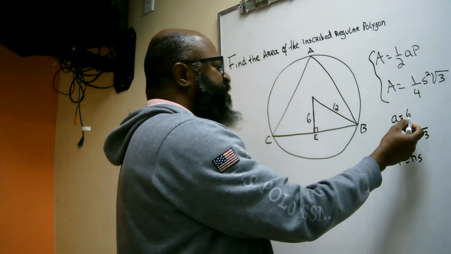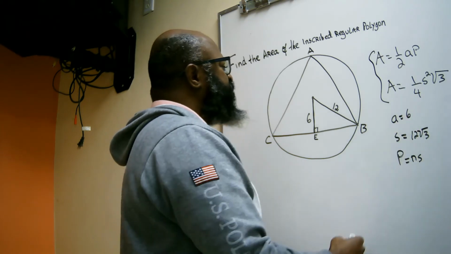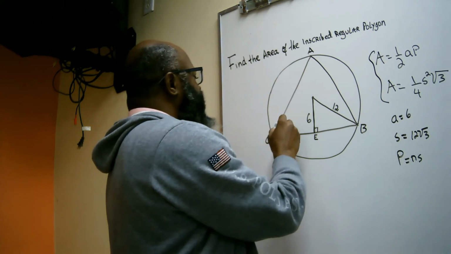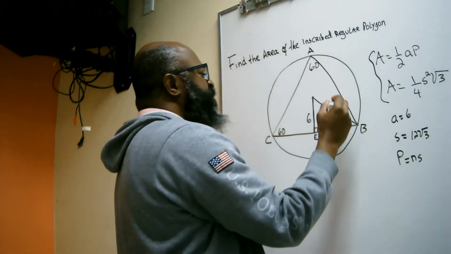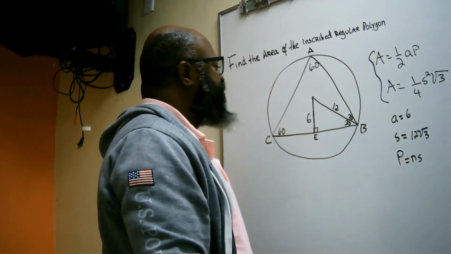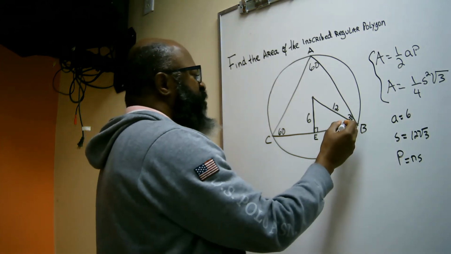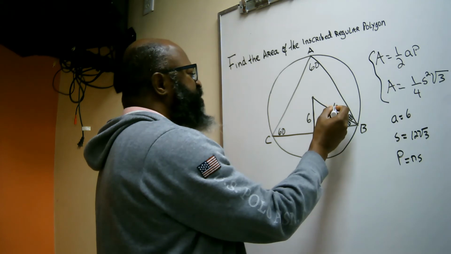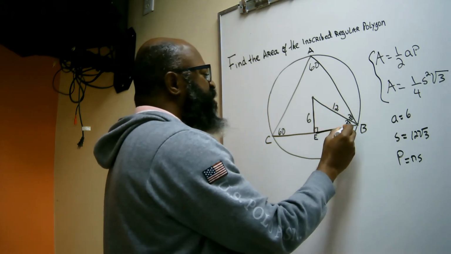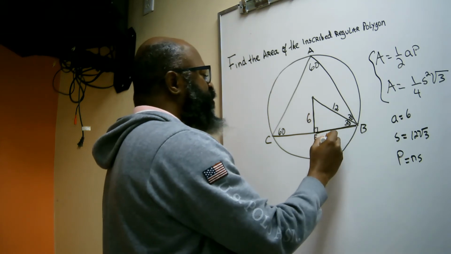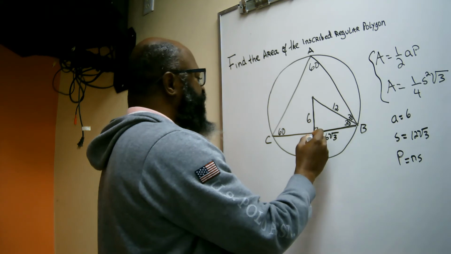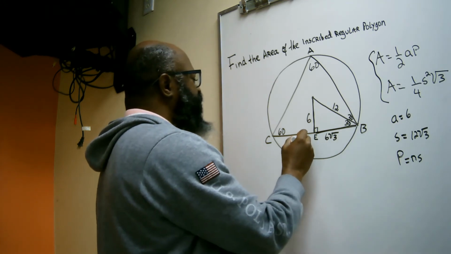So we know what A is. A is 6. Alright? So since this is 60, this will be 30, 30. So we're dealing with the 30, 60, 90 triangle. The hypotenuse is 2 times the short leg, so the hypotenuse is 12. So EB will be short leg times square root of 3. Therefore, EB is 6 square root of 3 and EC is 6 square root of 3.